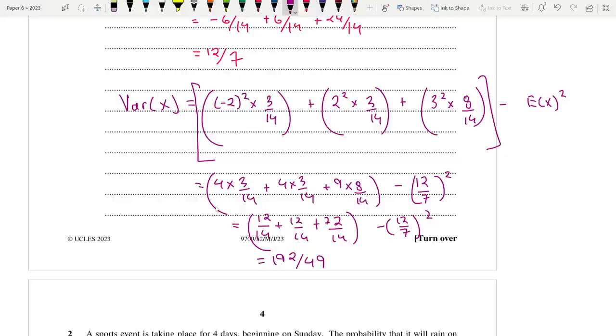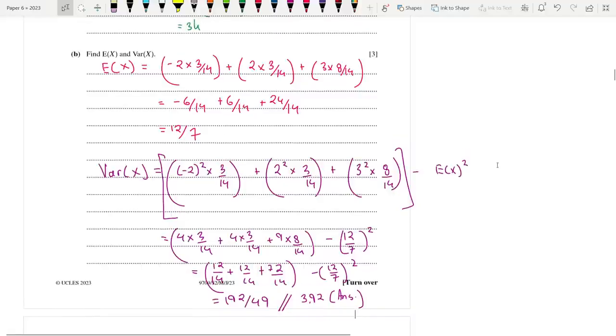Or you could write it as 3.92 to 3SF, since it's an irrational number. Is that fine? All good.